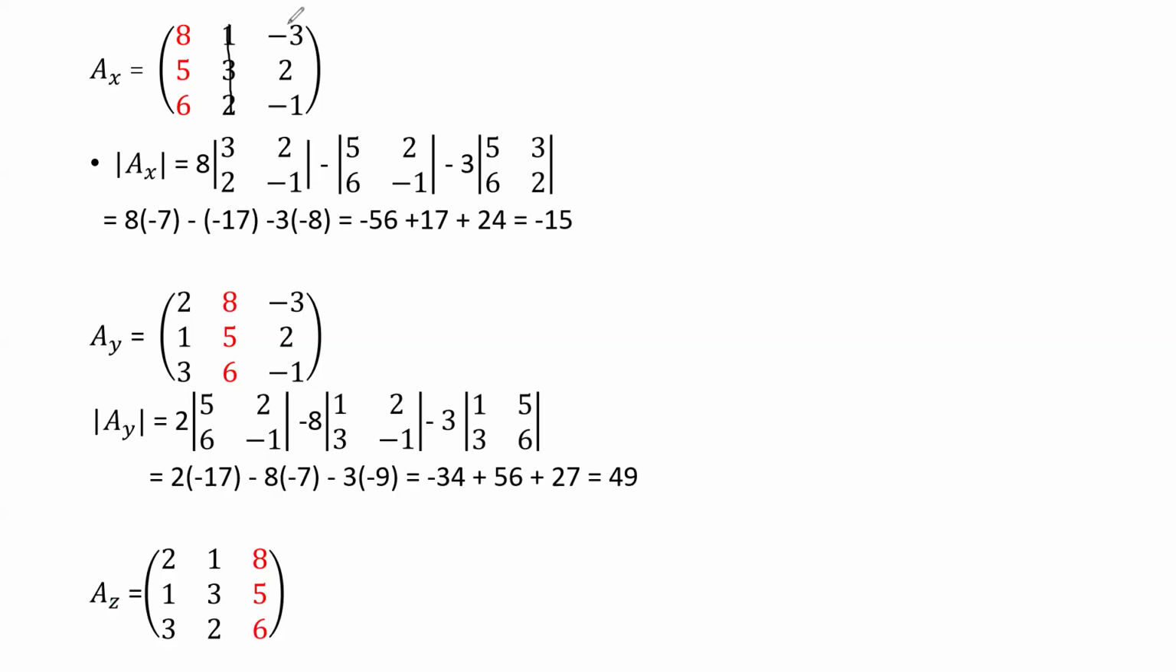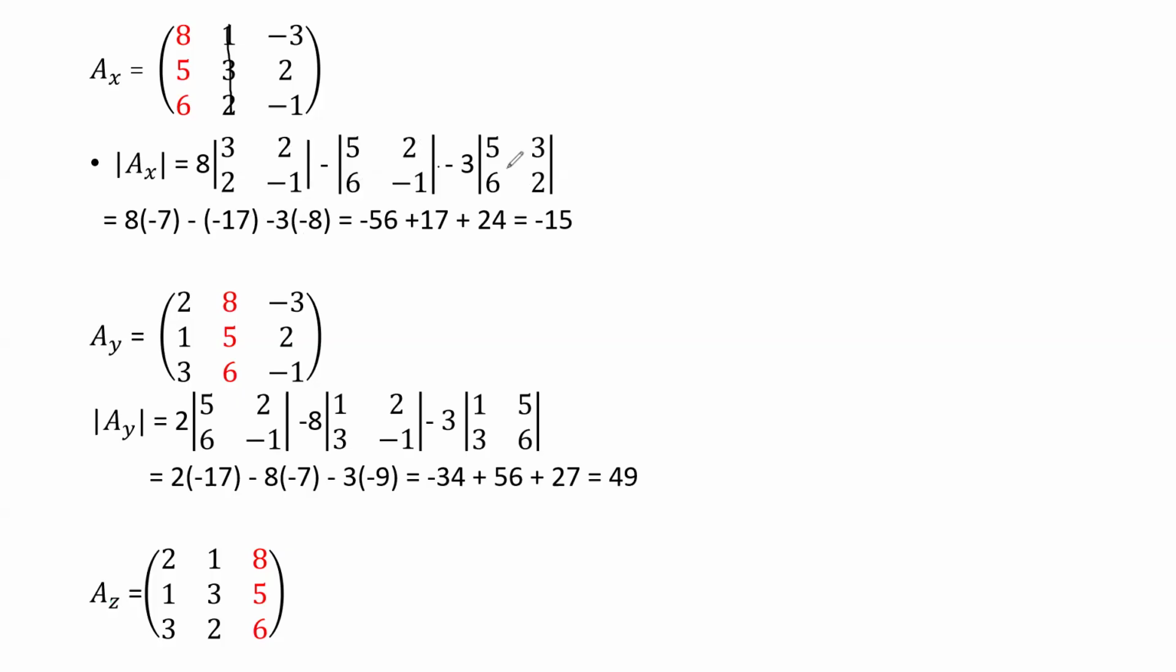Now plus minus 3. So this is minus 3 here. 5, 6, 3, 2. You get this one. Then you know how to find the determinant of 2 by 2. So 8 times 3 minus 1 minus 2 times 2, you get minus 7. Minus, if I go here, 5 times minus 1 minus 2 times 6, we get minus 17.